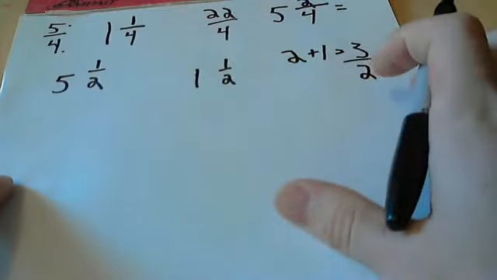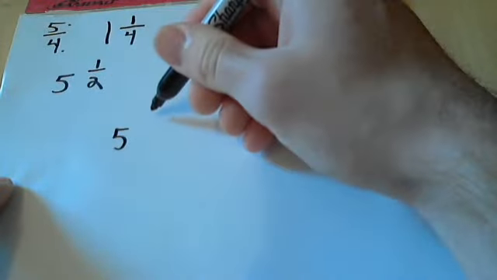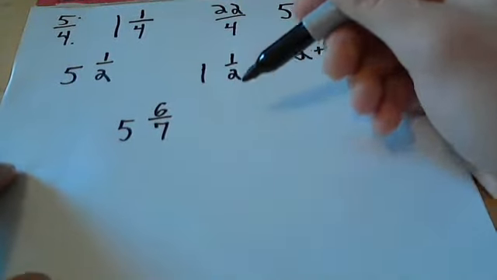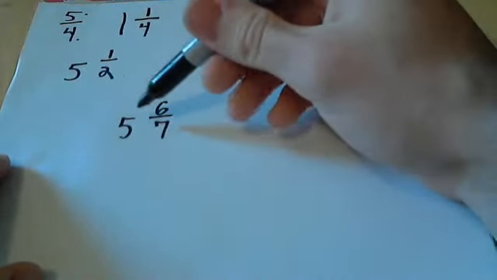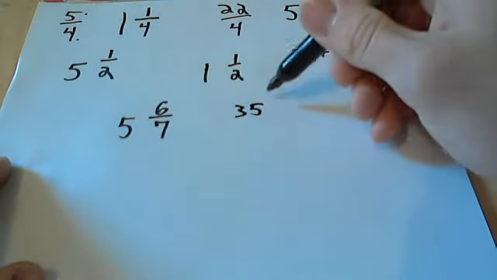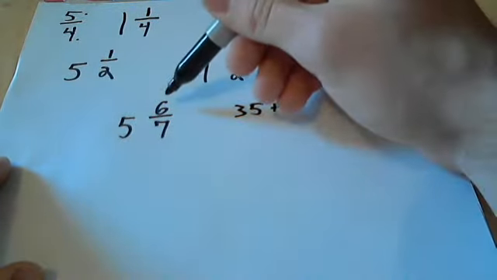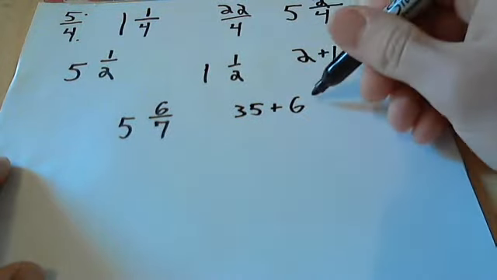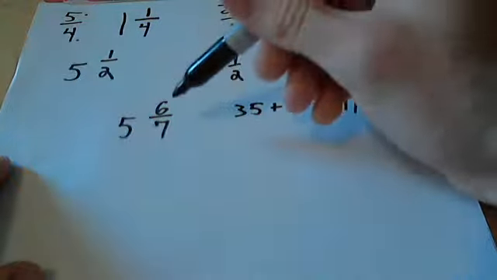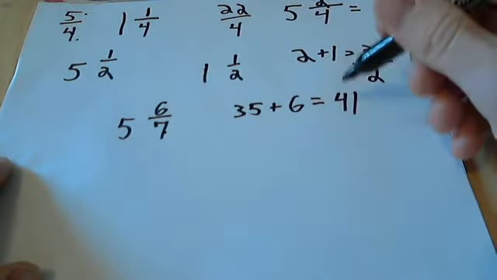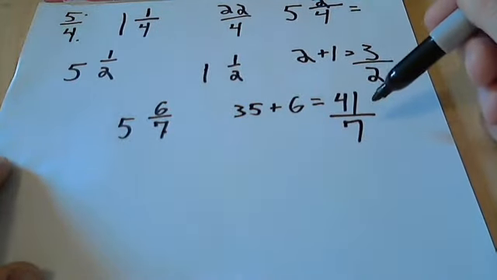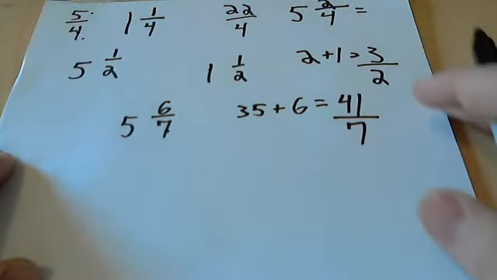So let's take another one like 5 and 6/7. Okay, same thing. Denominator times the whole number. 7 times 5, 35. Now you add your numerator of 6, which will give you 41. Now all you have to do is take this denominator and put it under the fraction. 41/7. So that is how you do this type of problem.